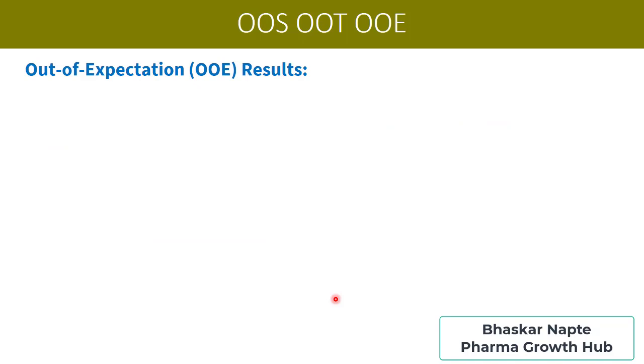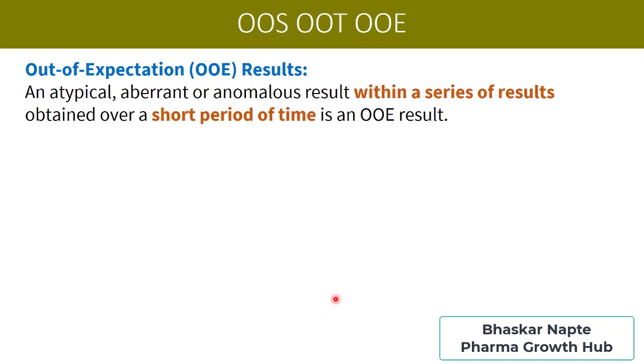Out of expectation, the OOE: an analytical, atypical, aberrant, or anomalous result within a series of results obtained over a short period of time is an OOE result. Atypical means what? Which is not really expected by you. Aberrant means something was not yet observed for the other batches or another product. And anomalous means suspected, that we are not very much sure about those results.